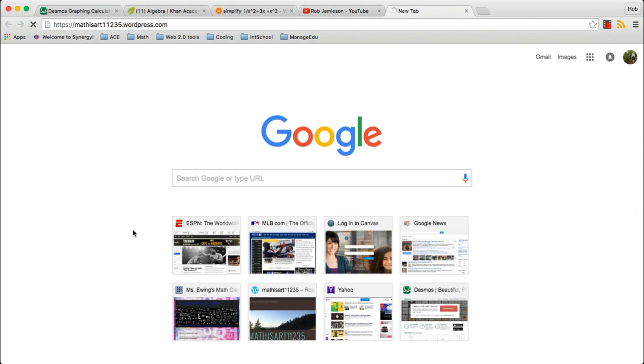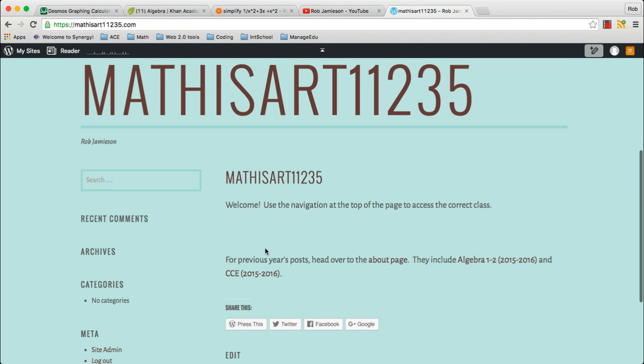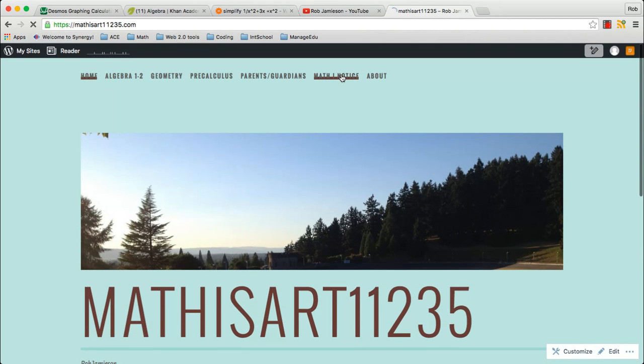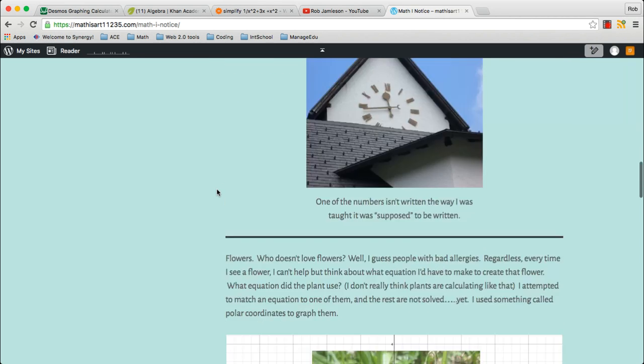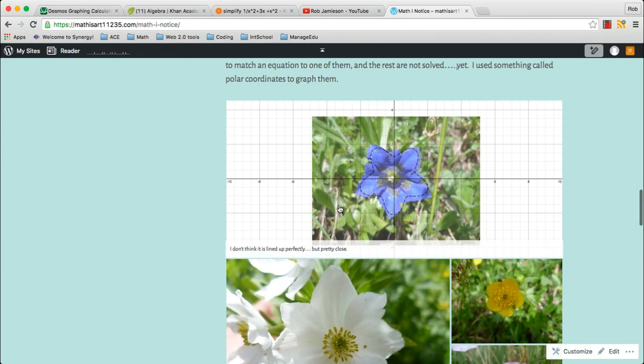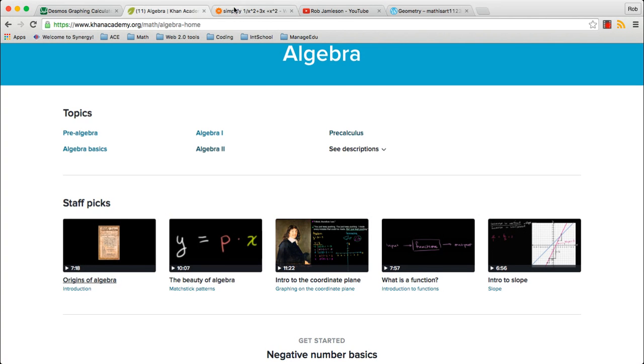So Math is Art. And this is my blog. You can go here, click on the class you're taking, or you can look at other resources. Here's Math I Notice. This is what I was referring to before. So there's a lot of different stuff you can kind of go and explore. This is a Desmos graph. So if you're trying to expand upon some of the things that you've been learning, start to use some of these resources and take control of what you're learning.